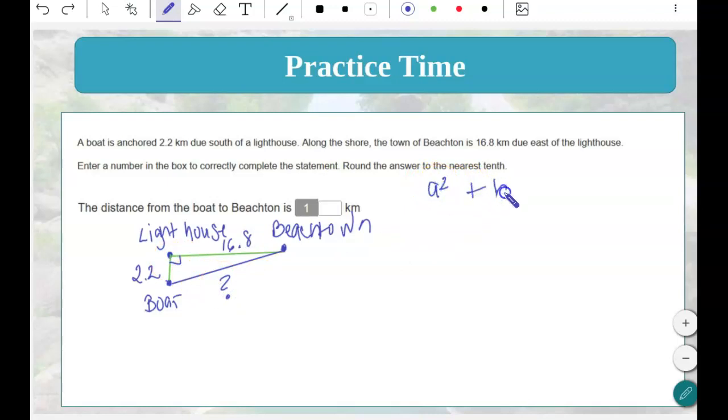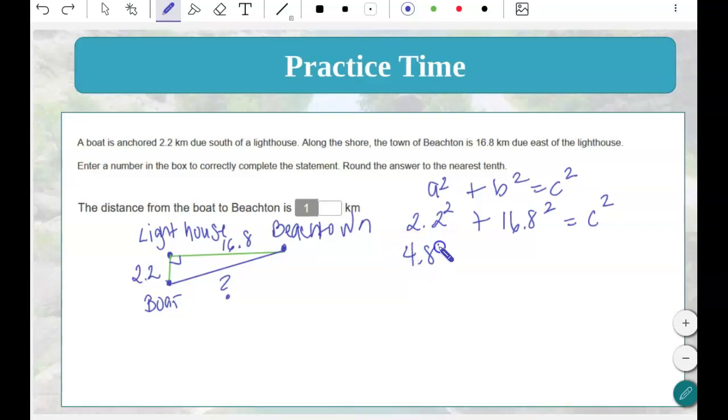A squared plus b squared is equal to c squared. So we're going to do 2.2 squared plus 16.8 squared is equal to c squared. Now you could put the whole thing in the calculator at once by using parentheses, but it's okay if you don't. Just 2.2 squared comes out to 4.84. All right, so that first number is going to be 4.84 when you square it.